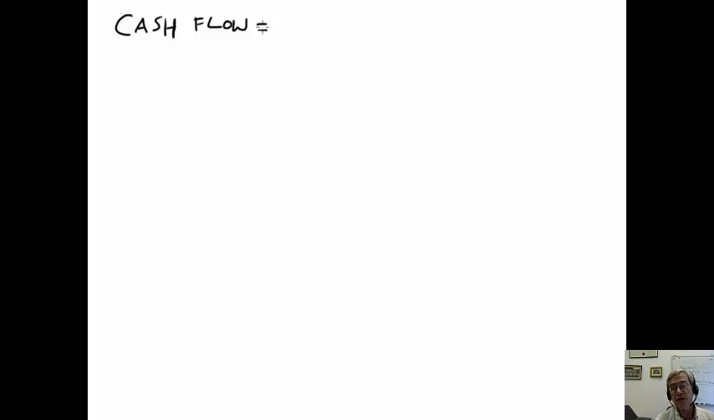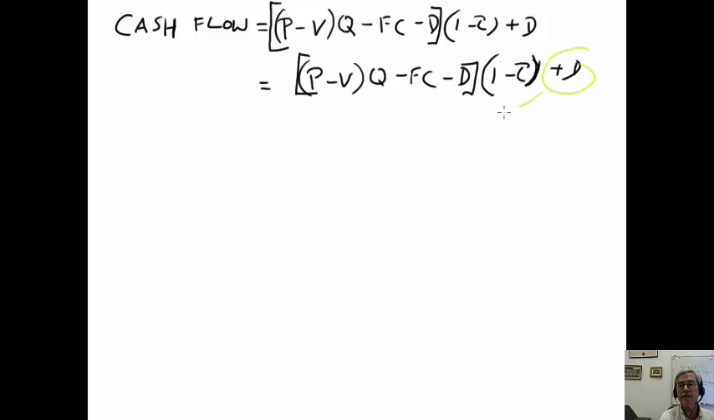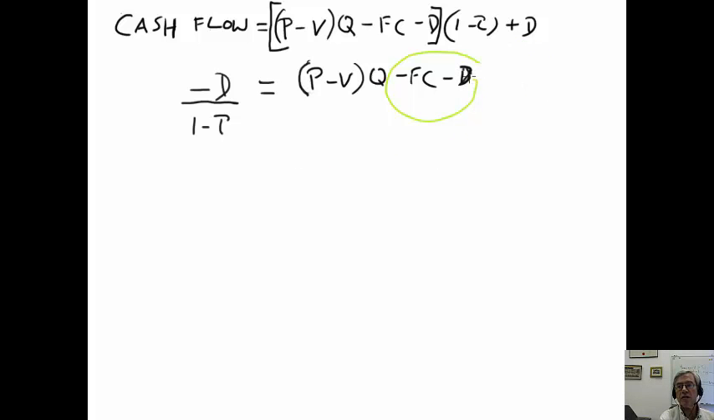The way we wish to define cash flow here is cash flows from operations before changes in working capital. This cash flow from operations is equal to the price of a good minus the variable cost, times the quantity, minus the fixed costs, minus depreciation, after tax, plus depreciation. Setting the cash flow equal to 0: 0 is equal to (P minus V)Q minus FC minus D, times (1 minus the tax rate), plus D. Bringing D to the other side of the equation, minus D is equal to this relationship, bringing 1 minus T to the denominator, bringing the fixed flows to the other side, and bringing the whole term over 1 minus T.